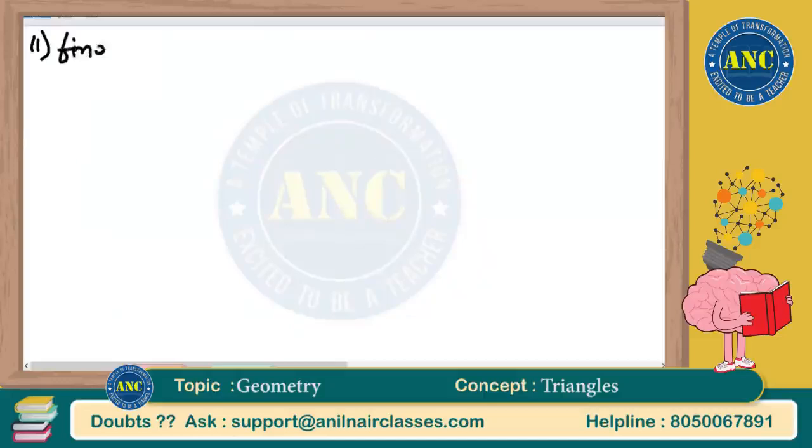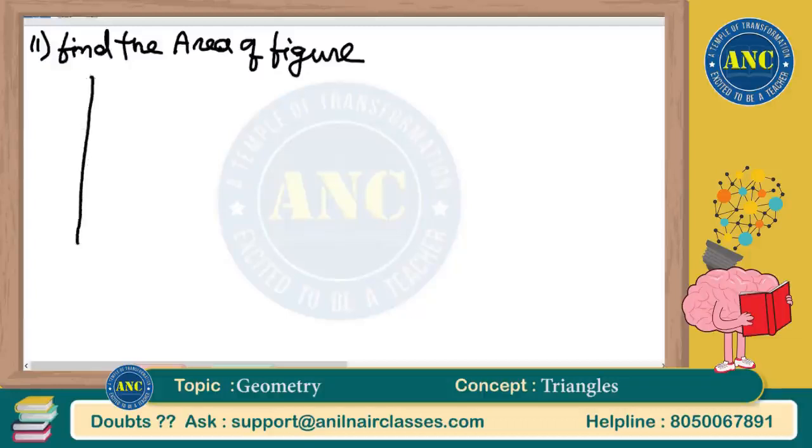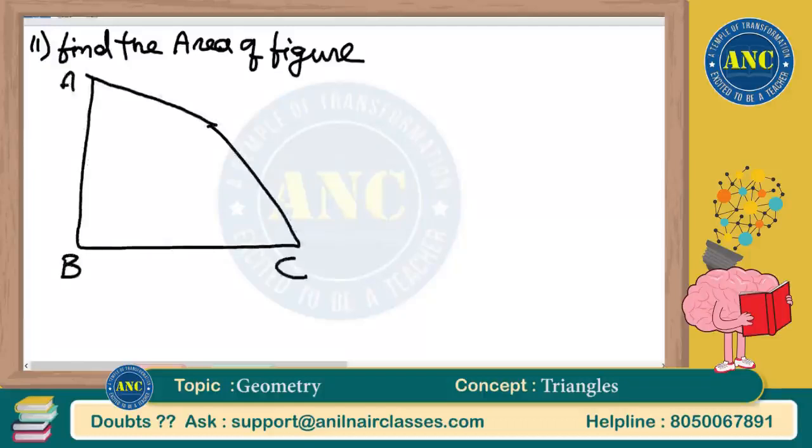Find the area of the figure. The figure is like this: A, B, C, D. This is 90 degrees. So the answer will be.